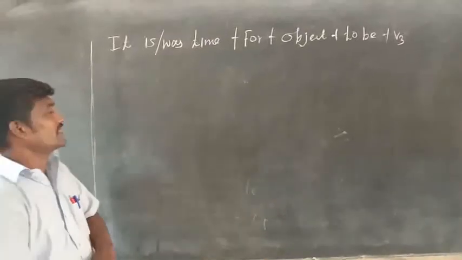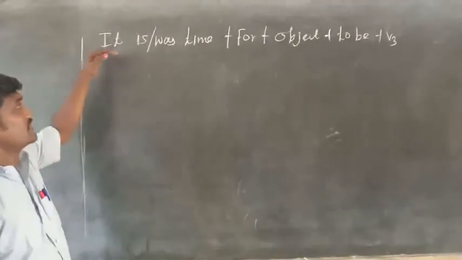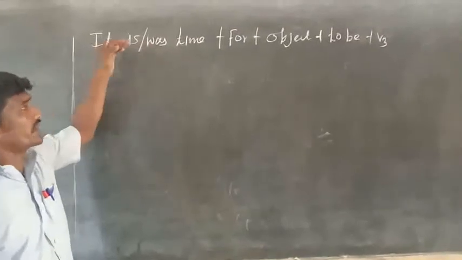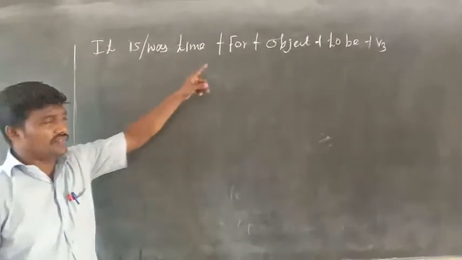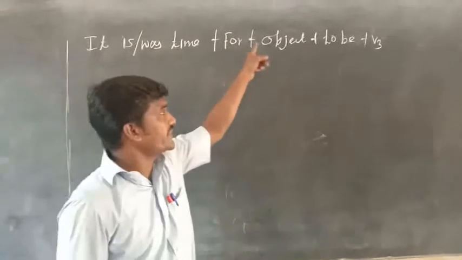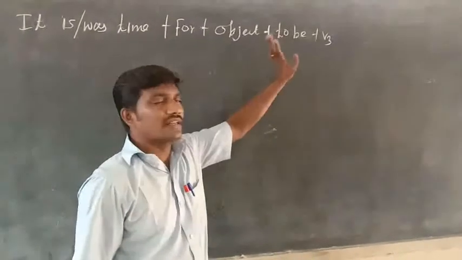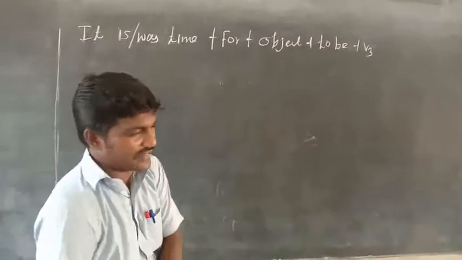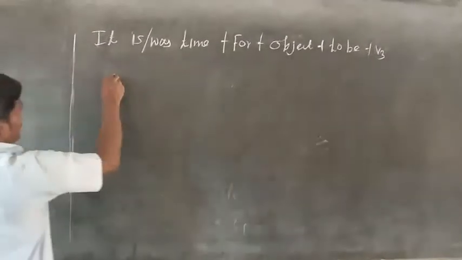The topic: when the sentence is "it is time" or "it was time," then we have to use the preposition for, then the object, then to be, then the V3 form. It's a different passive voice. Let's take an example.